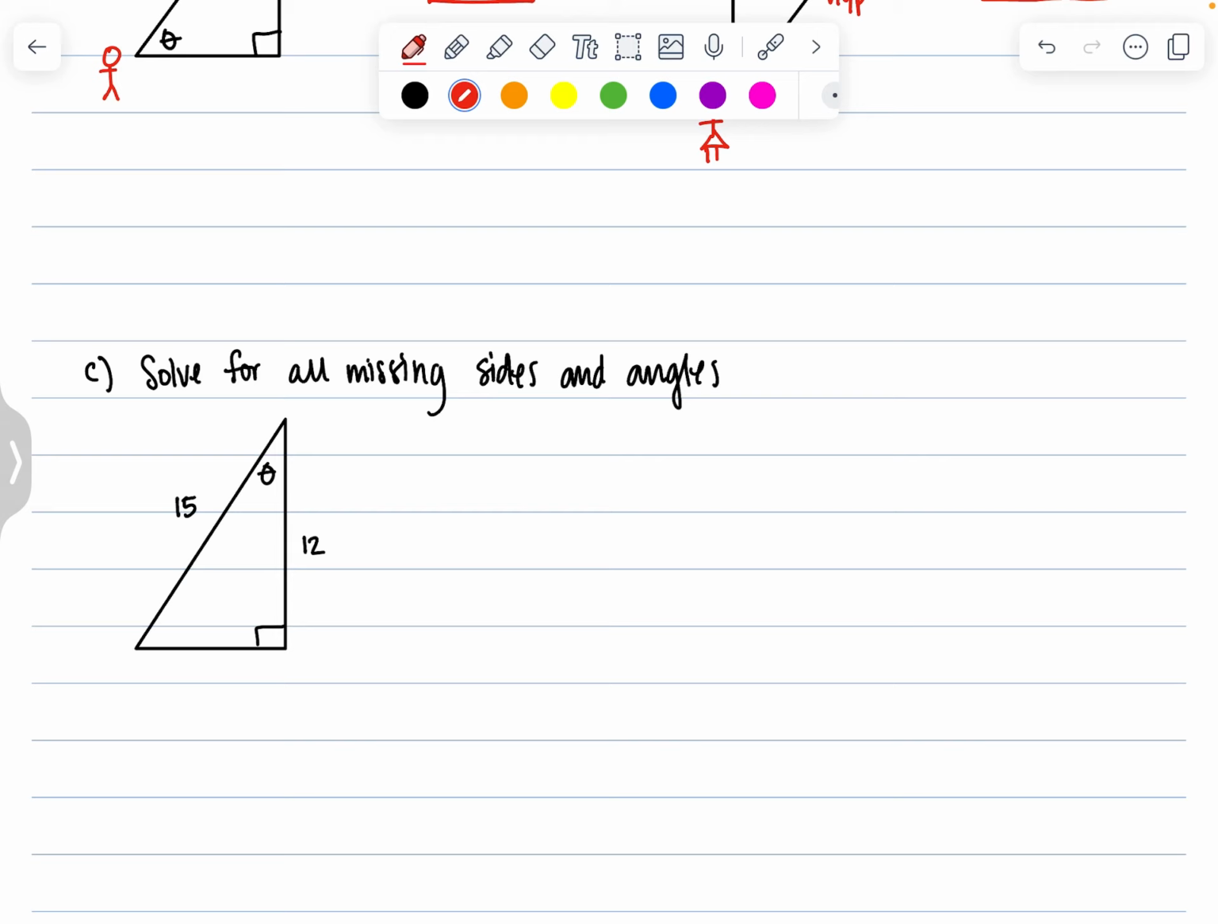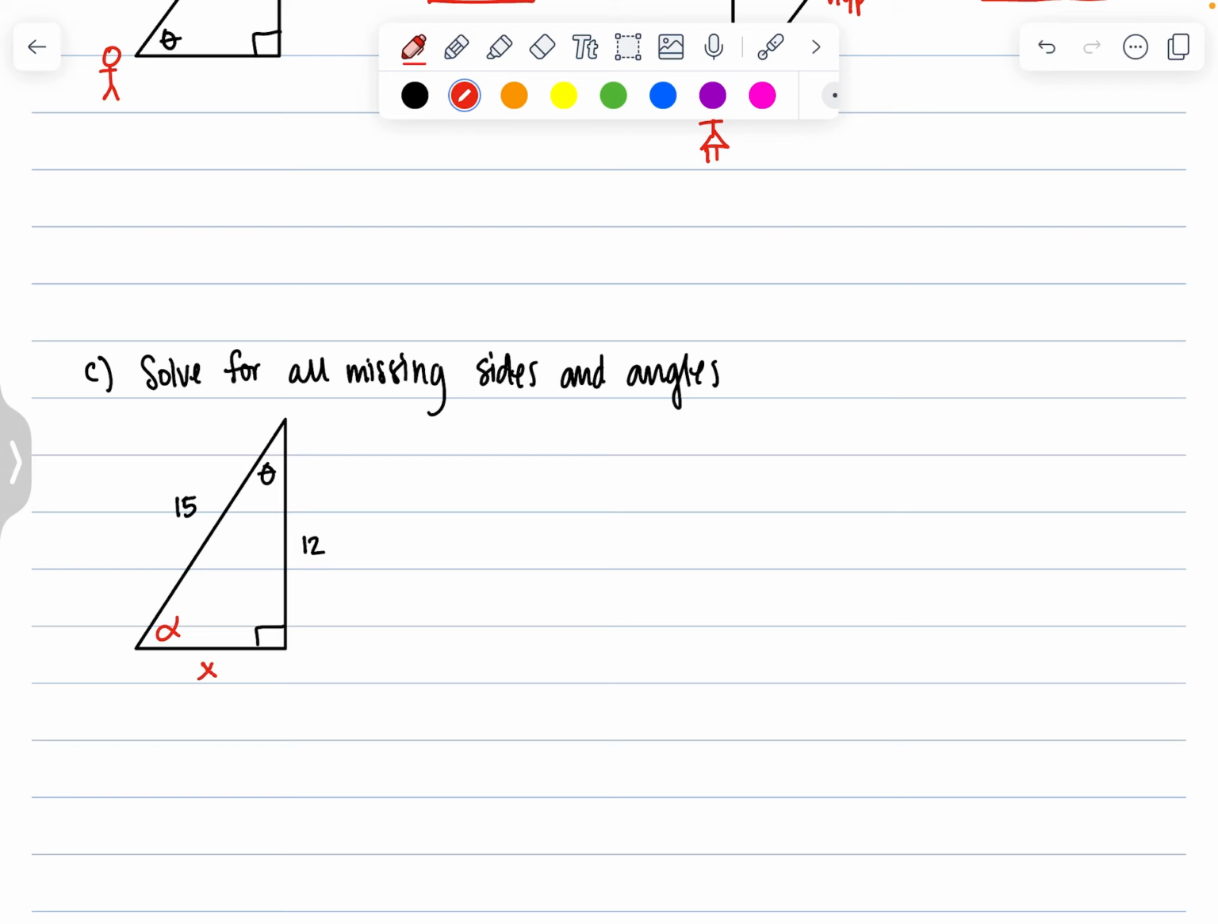Solve for all the missing sides and angles. So we need to know what this length is, which we could do. We need to know what the angle is here. And we actually need to solve for this last one. I'm going to call that alpha. Okay? I'm going to call this x too while we're at it.